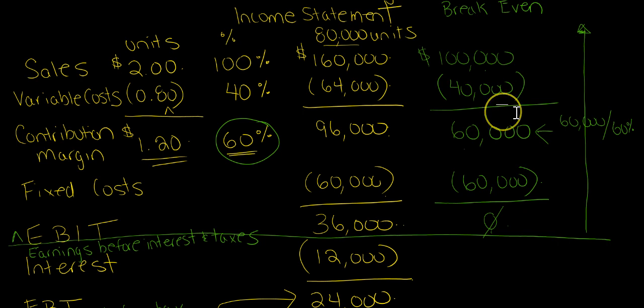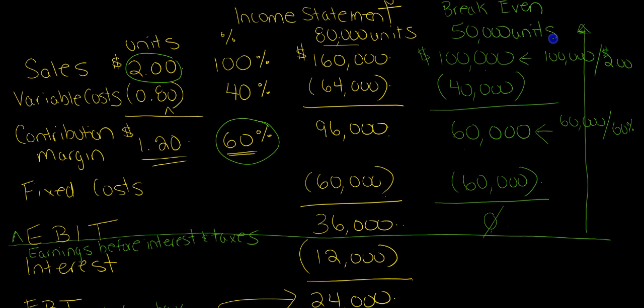And then we can just work backwards again and take the 100,000 and then divide that by the $2 because that's your unit sales price. And then that tells me how many units that I have to sell. So what I just figured out is I have to sell 50,000 units in order to make no money.